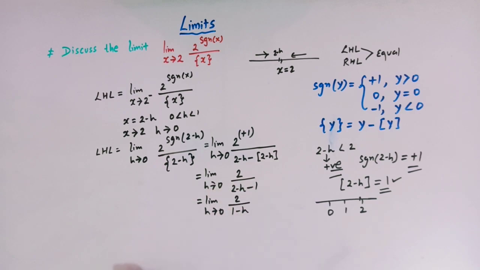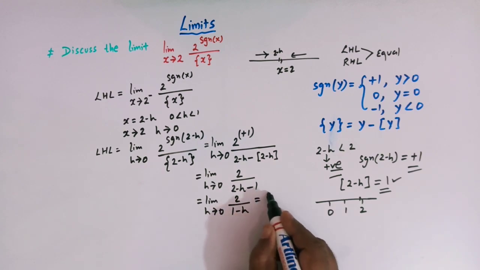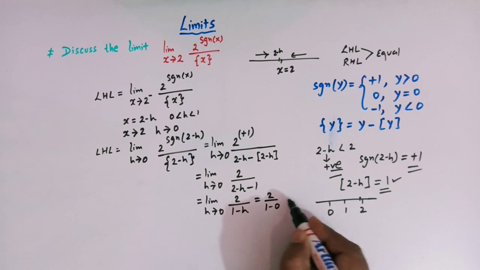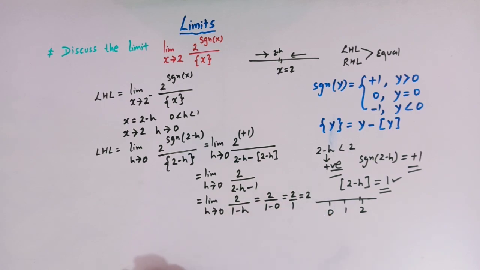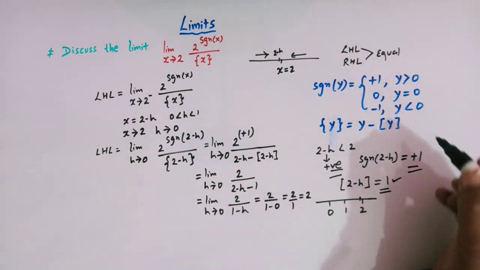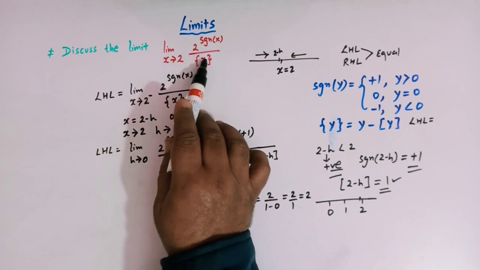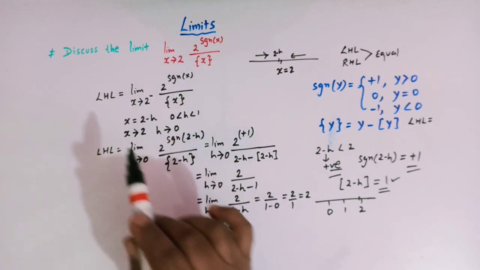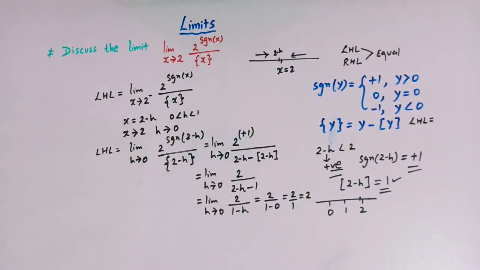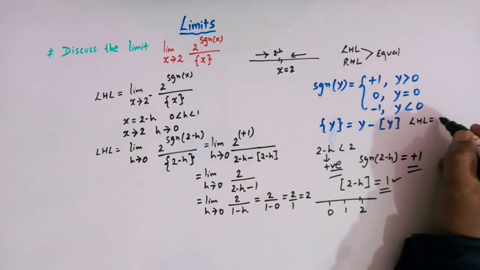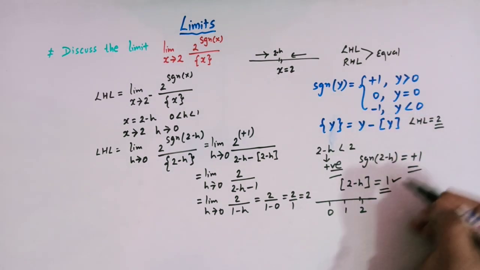so here we have h, right? Now when h tends to 0, we have 2 over 1 minus 0, that is equal to 2 over 1, that is equal to 2, right? So the left hand limit of this function when x approaches 2 from the left of x equal to 2 is equal to 2, right?